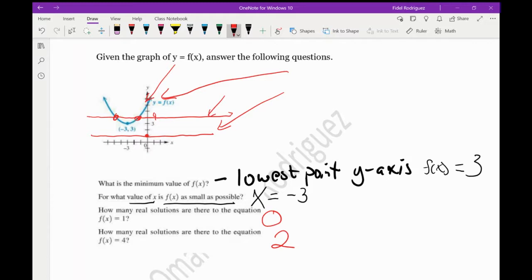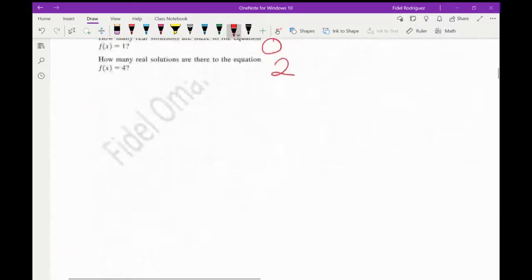When they're asking how many real solutions there are to f of x equals 1 or f of x equals 4, in essence, what they're asking is, can you tell me how many times that graph would hit a horizontal line at 1 or at 4 or whatever number they give me. One of the things I'm trying to do here is explain it in terms we can understand, because sometimes you read that question and you're not exactly certain what they're asking you to do.